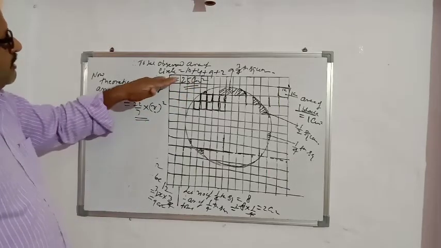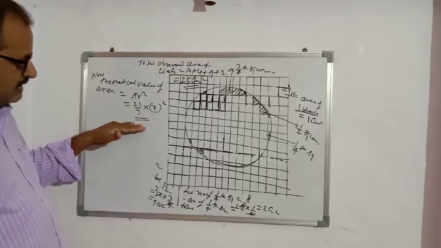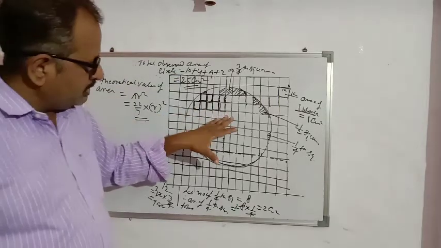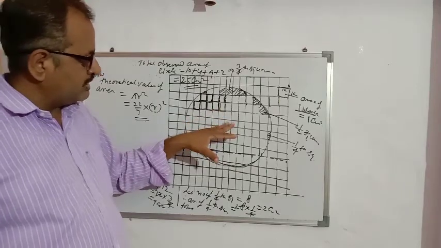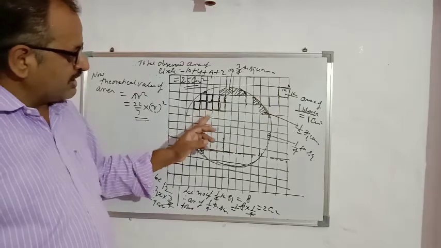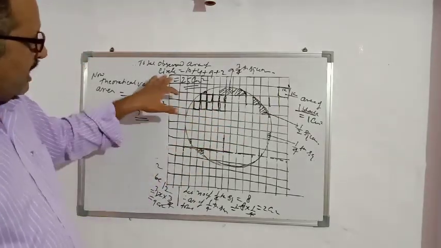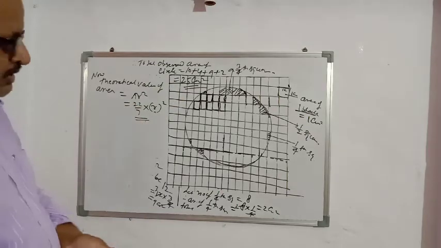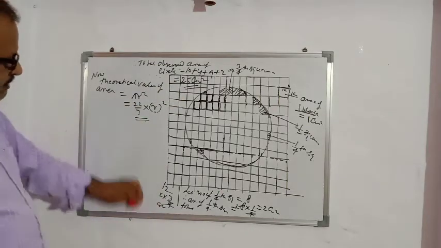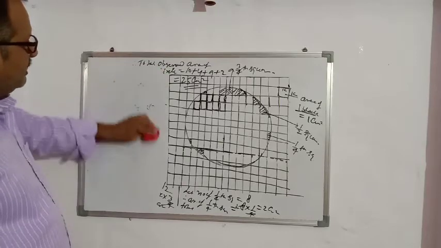So in this way we will find the observed value, and using the formula we will find the theoretical value. You have to repeat this 3-4 times, meaning you have to take 3-4 circles of different radii and do the same procedure, find the observed value and theoretical value. After completing it, we have to represent it graphically.